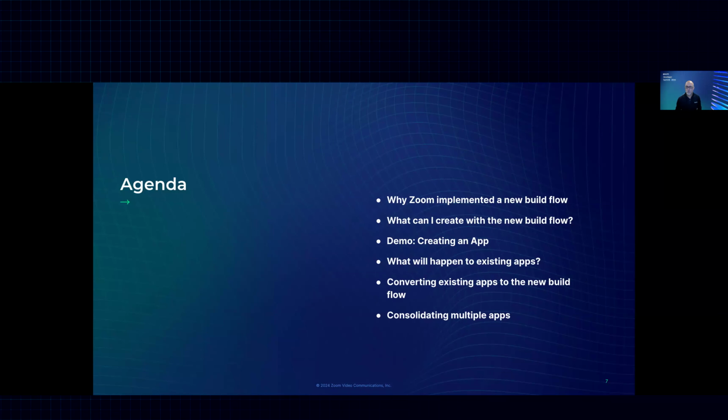Then from there, we'll talk about your existing apps. So if you have created legacy apps with our previous build flows, what happens to those apps going forward? And then we'll jump into a situation where you've got multiple existing apps. How can you convert those? And then how can you consolidate those apps into a single general app if you wish?